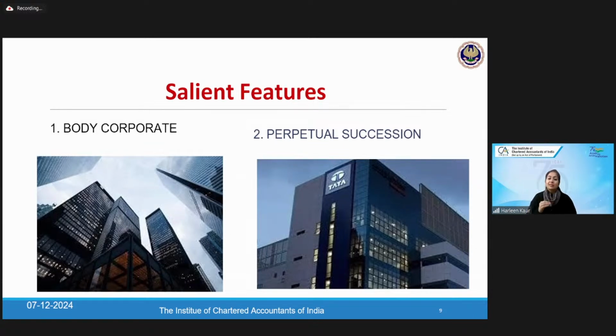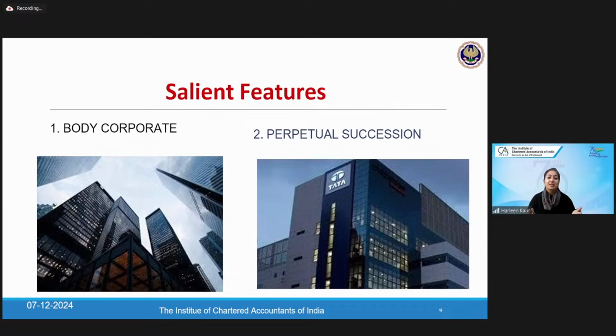Okay, so perpetual succession means continuity of the company. A company has perpetual succession. A company never dies. A company continues to exist. Can you see how beautifully the picture is showing Tata's building with all the lights on? Even if all the directors of Tata are no more there, still the company continues to exist. This is what we are trying to depict with the picture.